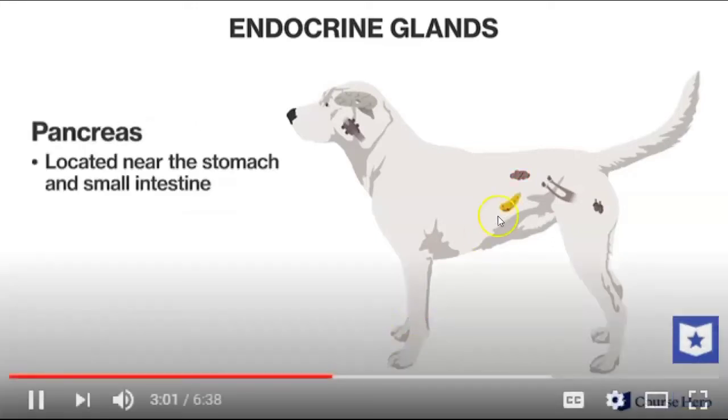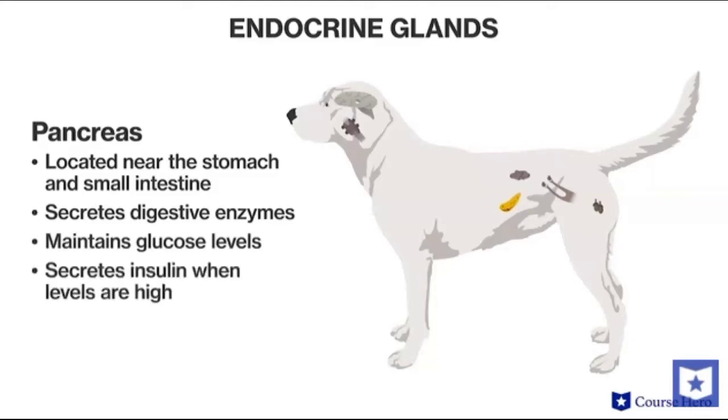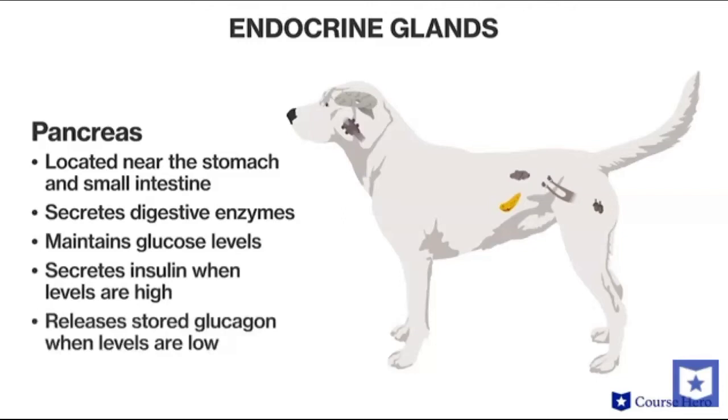The pancreas is found near the stomach and small intestine. In addition to secreting digestive enzymes, it also releases hormones to help maintain healthy glucose levels in the body. If blood sugar levels are too high, the pancreas secretes insulin. If blood sugar levels are too low, the pancreas causes the release of stored glucagon.